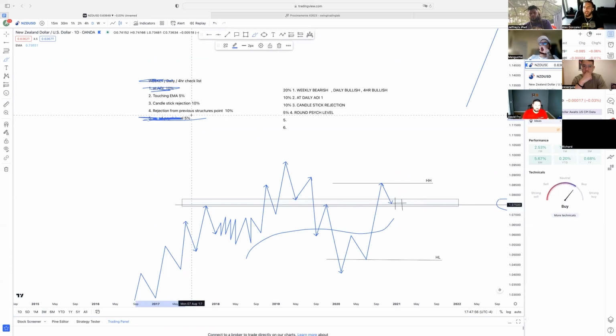So all we can have, and then we're obviously not rejecting. I mean, no, we could be rejecting from the previous structure, which we'll get into tomorrow. We can have a candlestick rejection, and then we can have it touching the EMA.